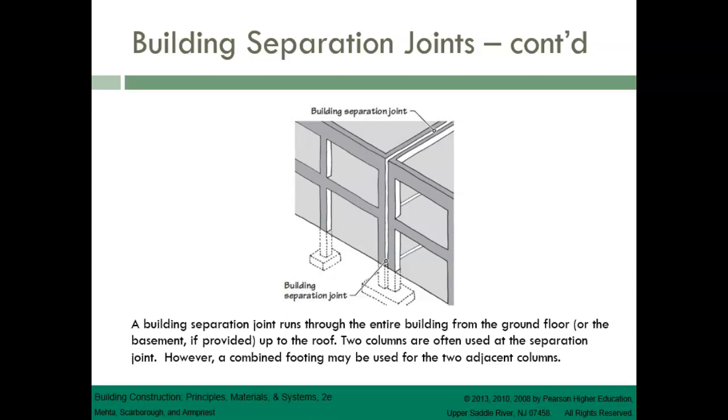Building separation joints typically run through the entire building from the ground floor, or the basement if provided, up through the roof. Separate columns are often used at separation joints. However, a combined footing may be used for both adjacent columns.